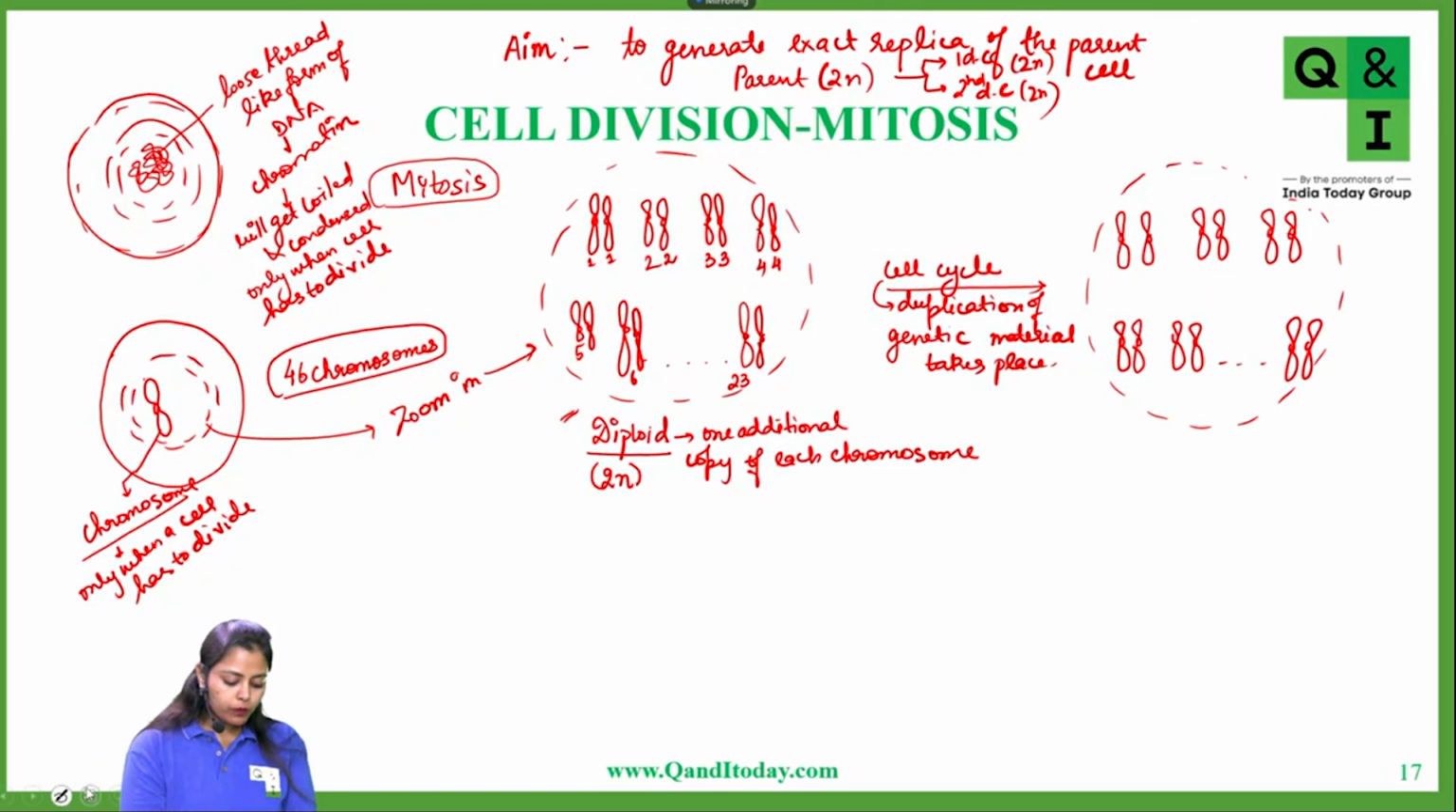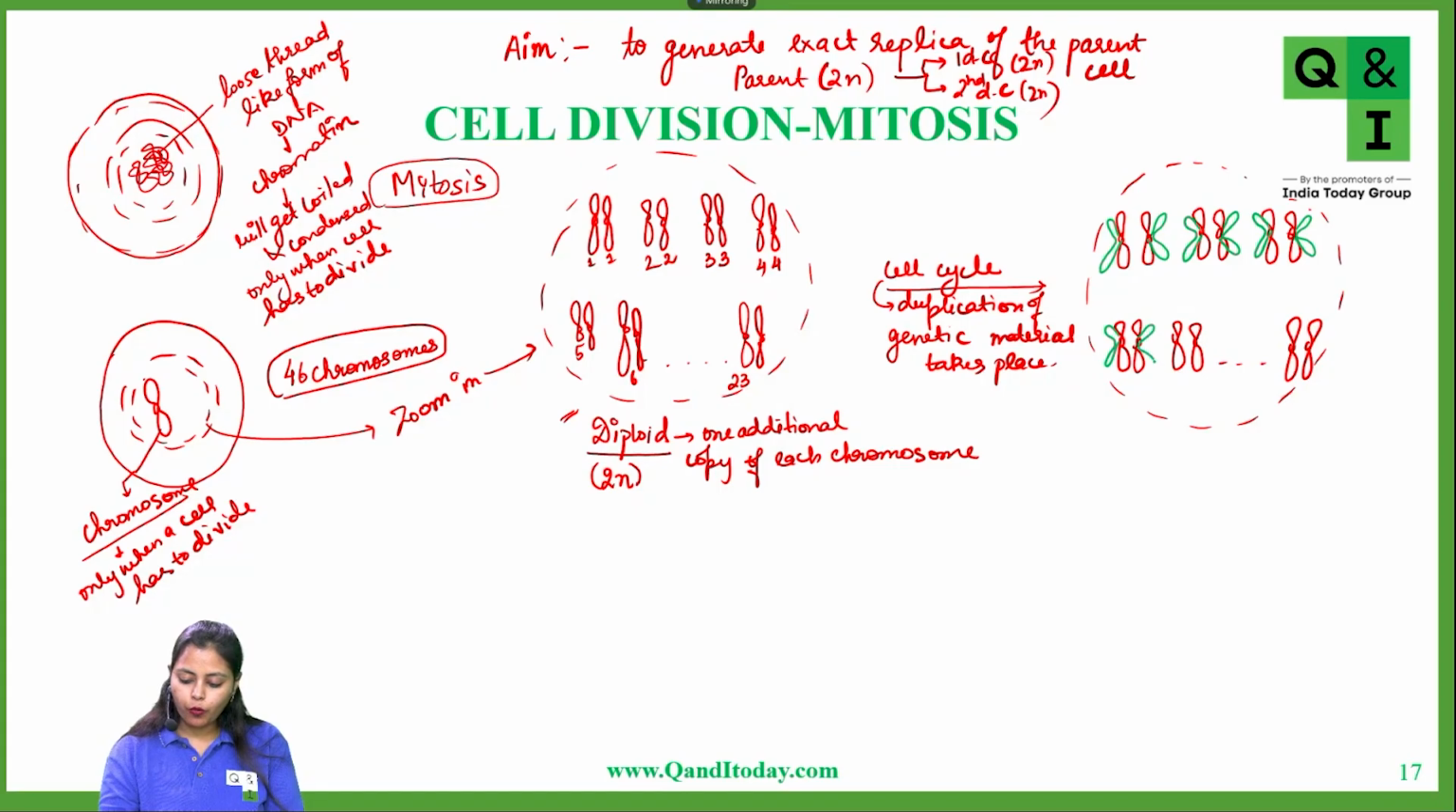Now, when replication occurs, chromosome number 1 will get replicated and the additional copy would be present like this. Chromosome number 2 again gets replicated, the additional copy is present like this. Chromosome number 3 again gets replicated. Chromosome number 4, chromosome number 5. Both the copies of the chromosome are getting replicated here, not just one, both the copies. Additional copies are present like this.